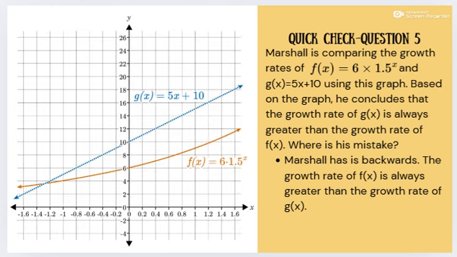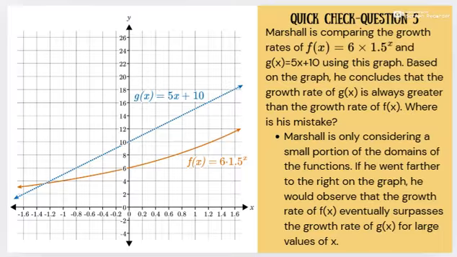Quick check question number 5. Marshall is comparing the growth rates of f of x equals 6 times 1.5 raised to the power of x, and g of x is equal to 5x plus 10, using this graph. Based on the graph, he concludes that the growth rate of g of x is always greater than the growth rate of f of x. Where is his mistake? Marshall has it backwards. The growth rate of f of x is always greater than the growth rate of g of x.